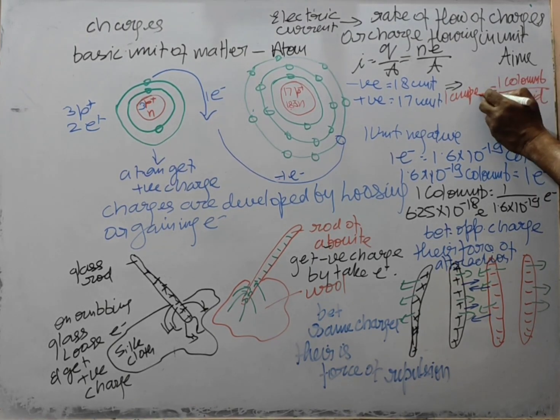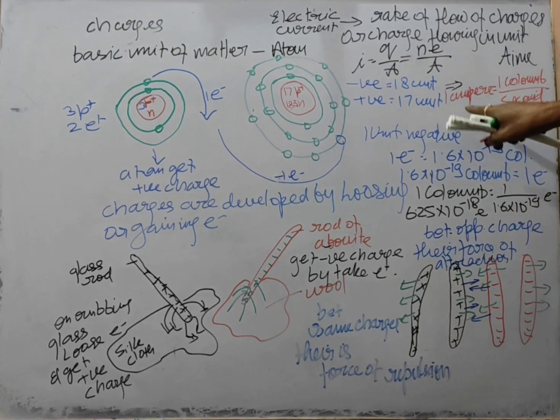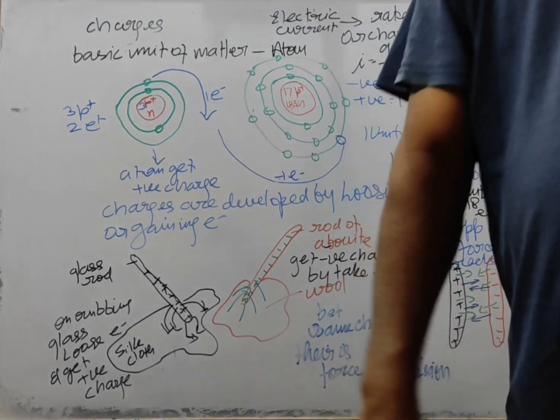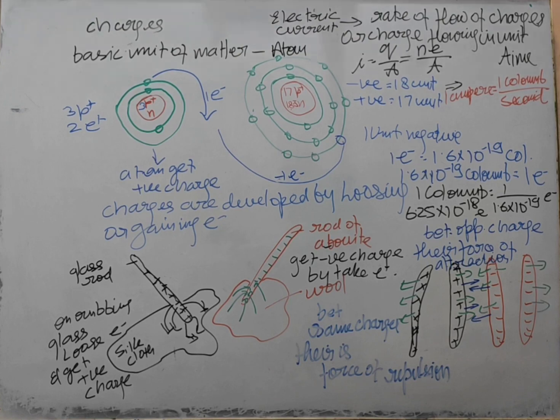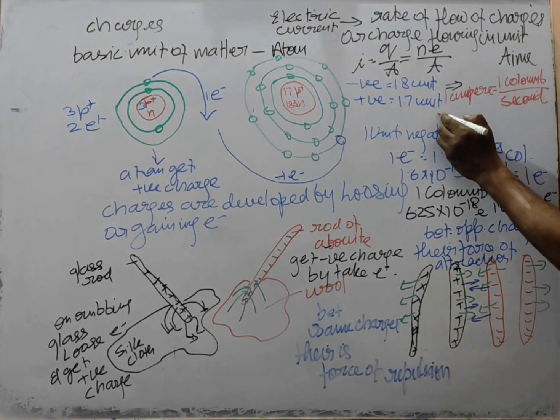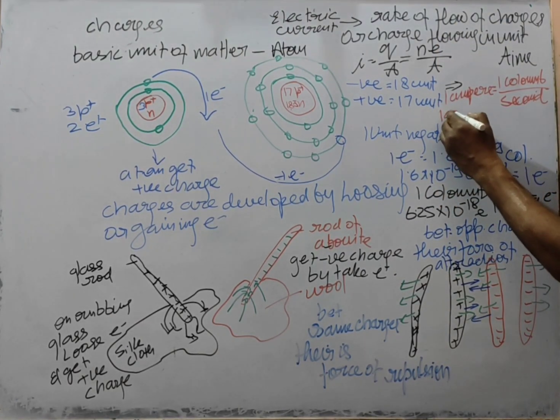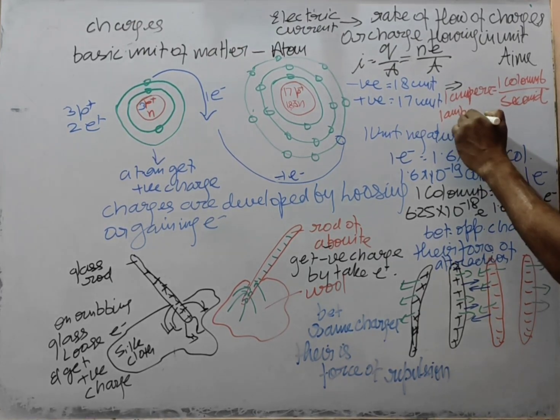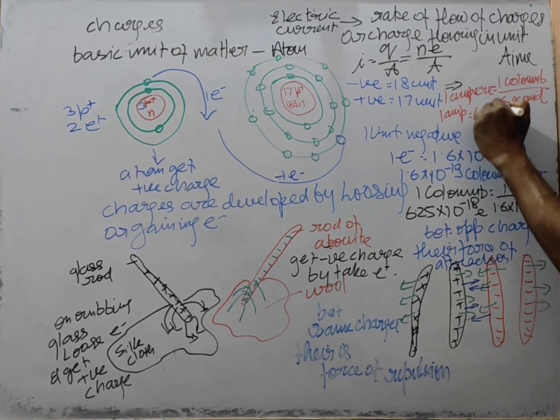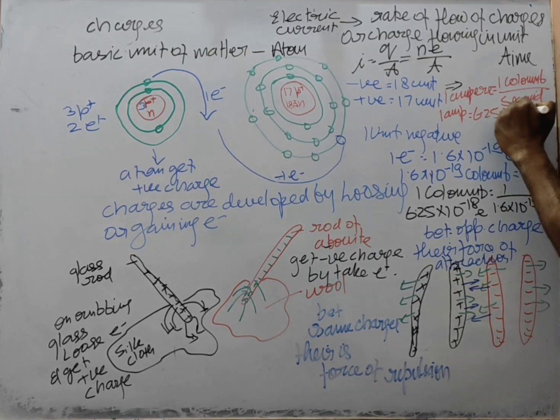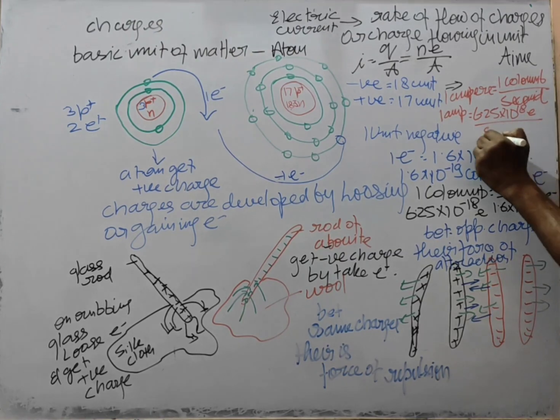Did you understand what I said? 1 ampere is 1 coulomb per second, and in 1 coulomb how many electrons are flowing? It means if there is 1 ampere current, 6.25 × 10^18 electrons are flowing per second, right?